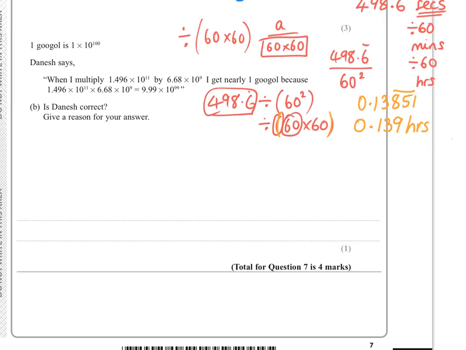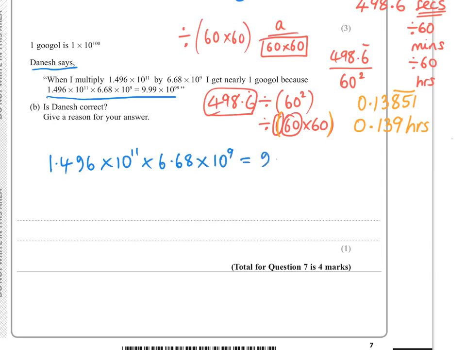The next part says, Danish says that when this situation occurs, 1.496 times 10 to the 11 times 6.68 times 10 to the 9 happens under multiplication, that you'd get 9.99 times 10 to the 99. And we've got to say, is that correct or not?